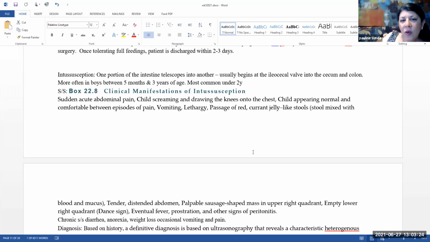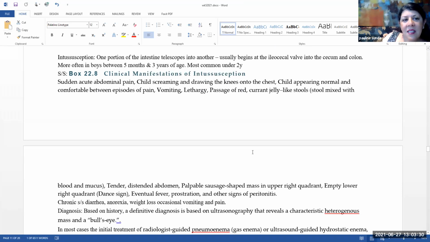In box 22.8, here you can see the signs, the clinical manifestations. So typically you're going to see a sudden acute abdominal pain. The child will be screaming and draw their knees up onto their chest. The child will look normal and comfortable in between episodes of that pain. So it is sort of intermittent.